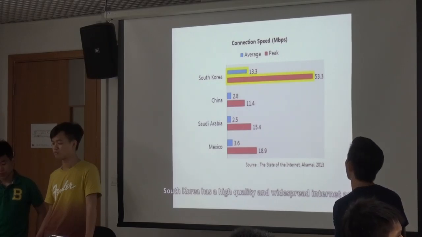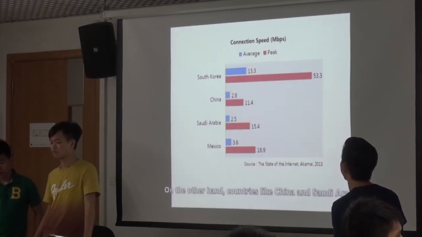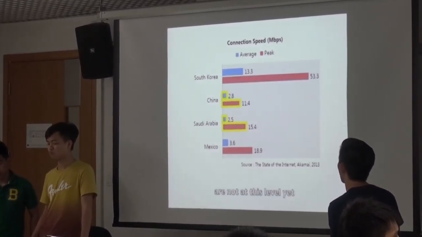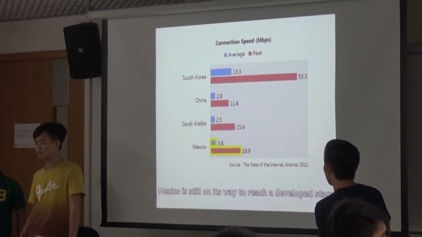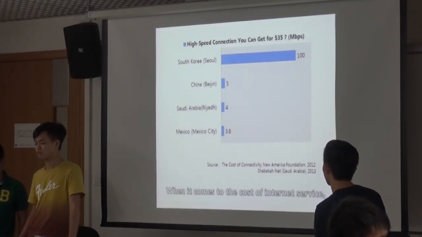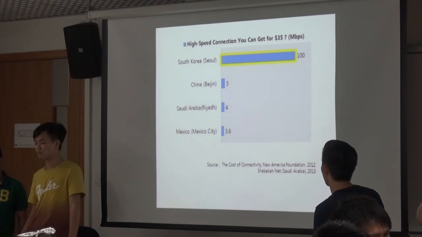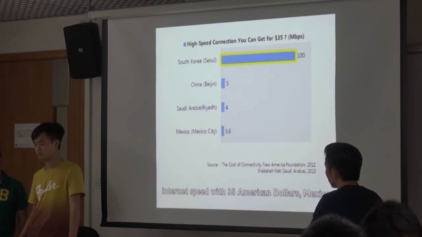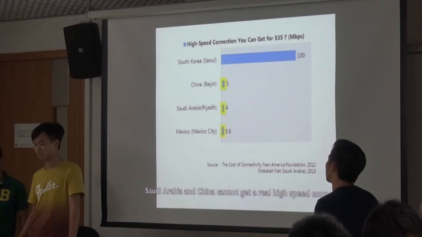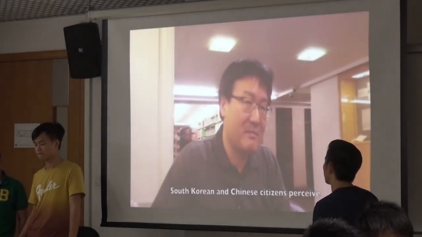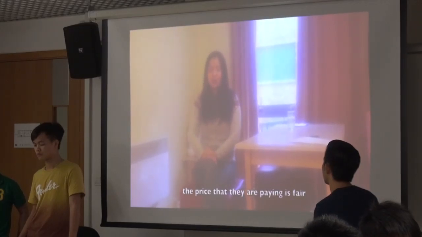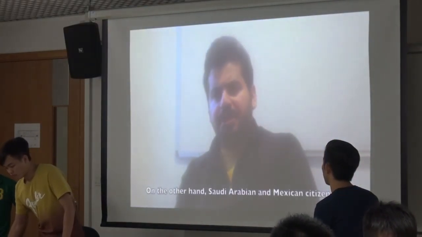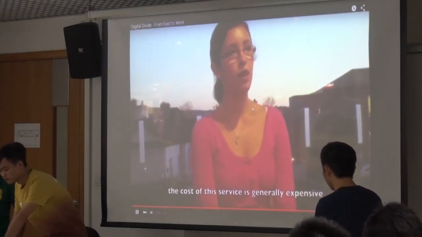As shown in the graph, South Korea has high quality and widespread internet access. On the other hand, countries like China and Saudi Arabia are not at this level yet. Mexico is still on its way to reach a developed stage. When it comes to the cost of internet service, the gap between South Korea and the other three countries is remarkable, where South Korean users can access a really fast internet speed with 35 American dollars. Mexico, Saudi Arabia, and China cannot get a real high-speed connection. South Korean and Chinese citizens perceive the price that they are paying is fair. On the other hand, Saudi Arabian and Mexican citizens feel that the cost of this service is generally expensive.